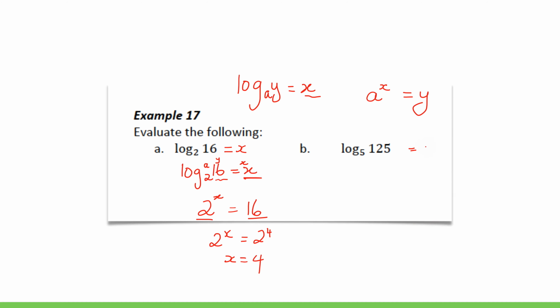I can do the same with part b if I make that equal to x, so remembering that it's the base 5 to the power of whatever that answer is equal to the inside value. Now we're going to try and match the bases. So 125 can be rewritten as 5 to the power of 3. Therefore, x will be equal to 3.